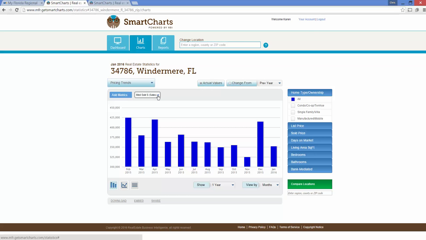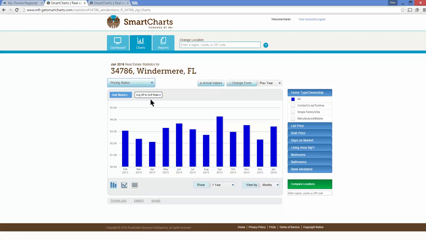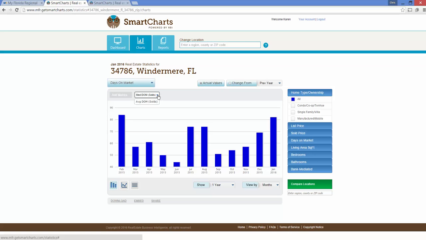And here I have all sorts of metrics: average, median, sold and list price, several things like that. Once again, we have the difference. We see both the average and the median here. Pricing ratios, the average sold price to original list price ratio. Days on market, average and median. Price per square foot.